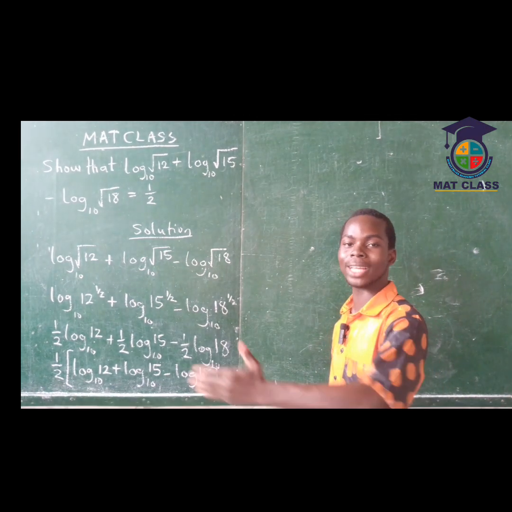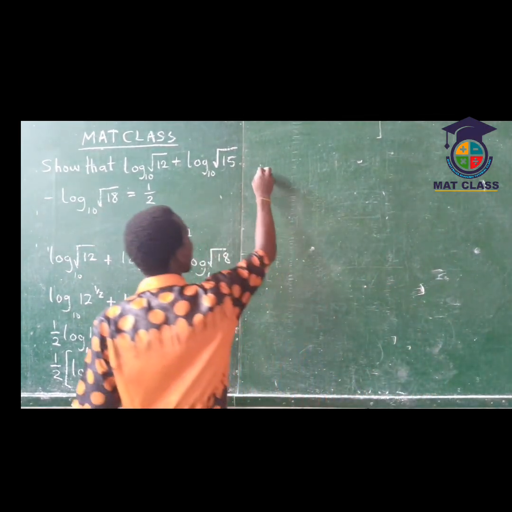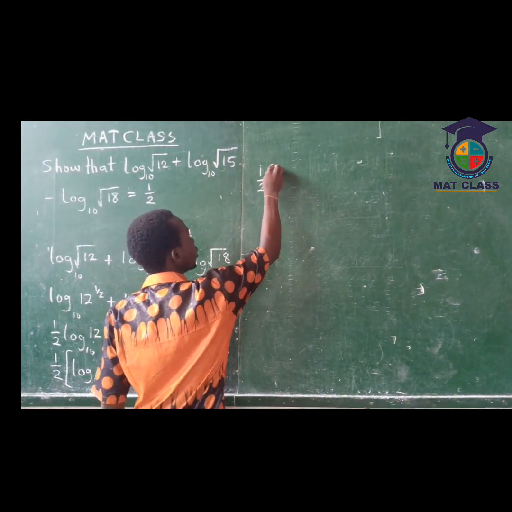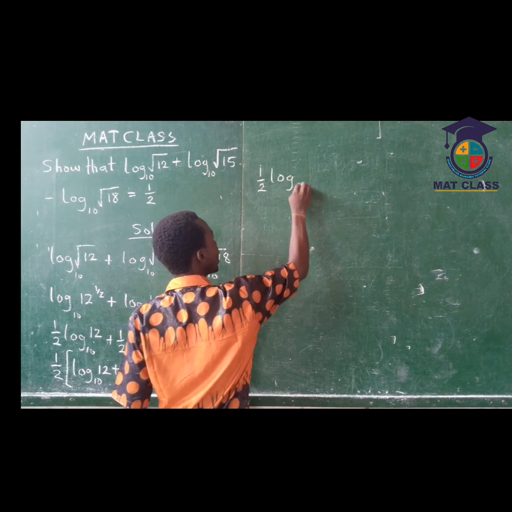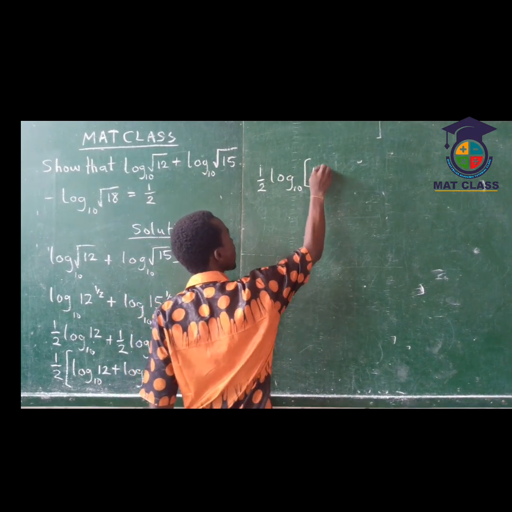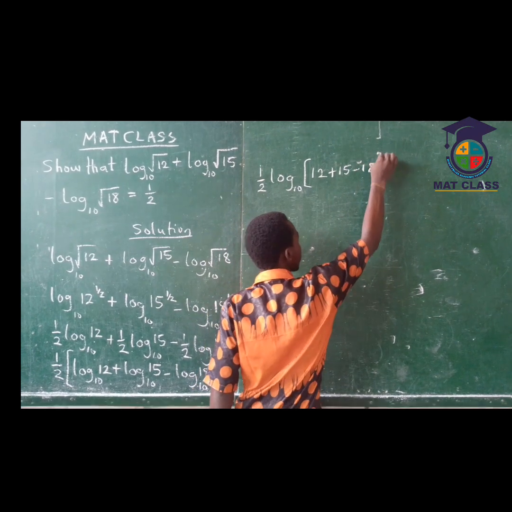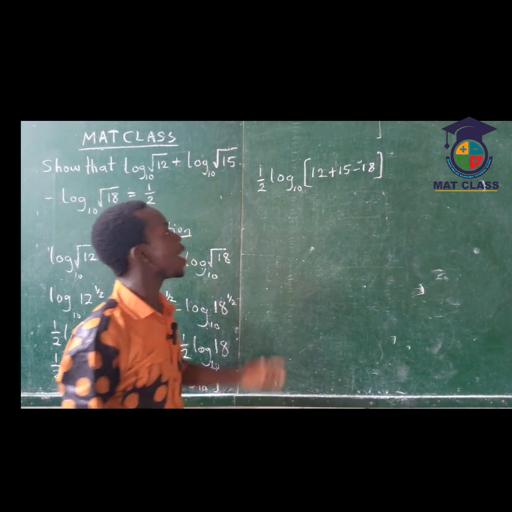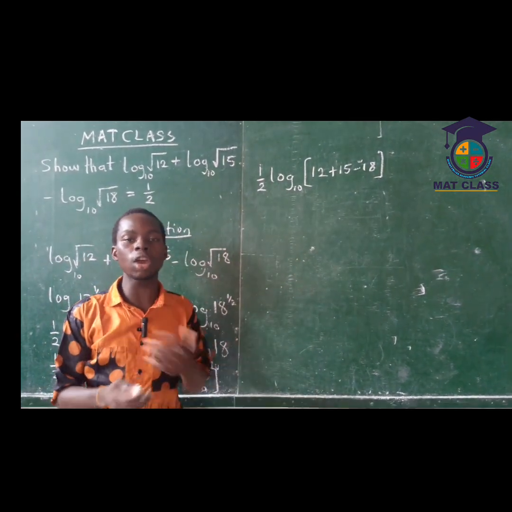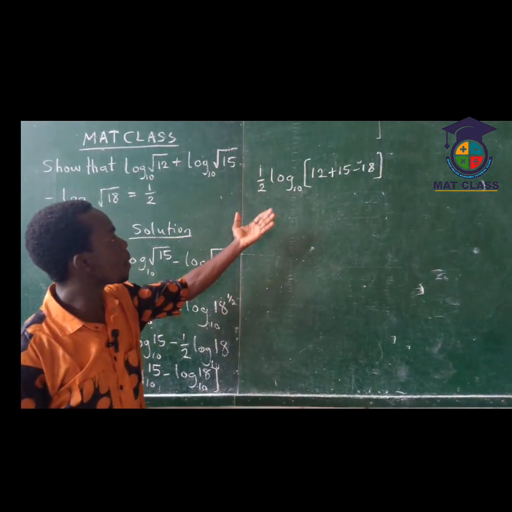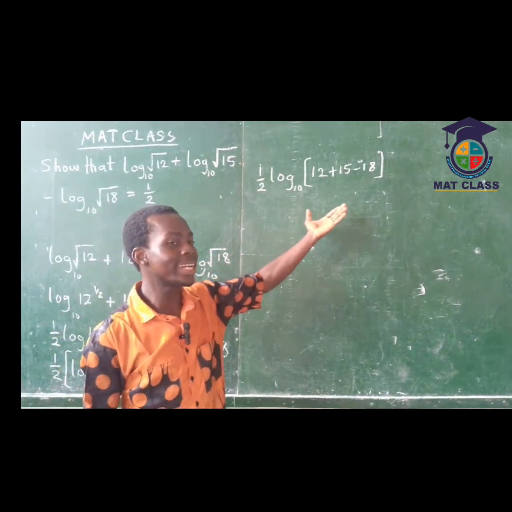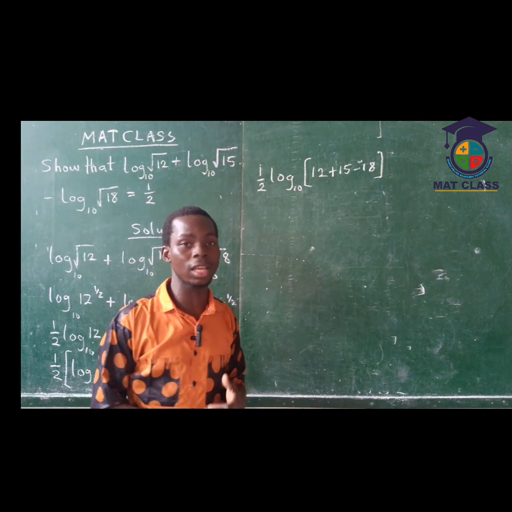That means that I'll factorize this outside by saying that 1 over 2, the log of base 10, open a bracket, 12 plus 15 minus 18, close the bracket. Now, after here, don't go and be taking your calculator and be saying that 12 plus 15 minus 18. If you do like that, you are going to get the wrong answer.